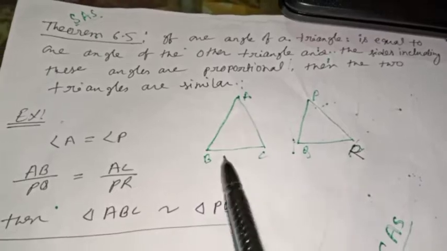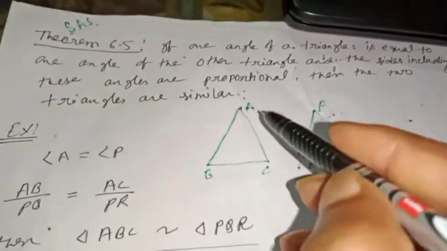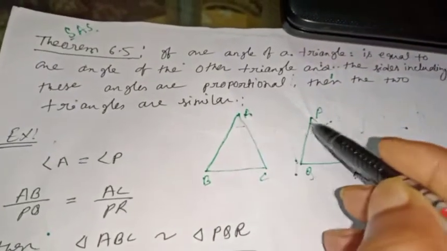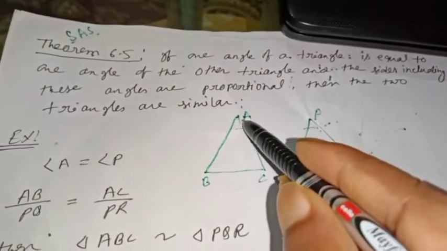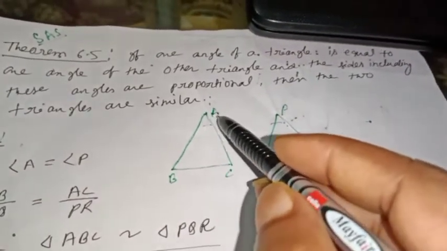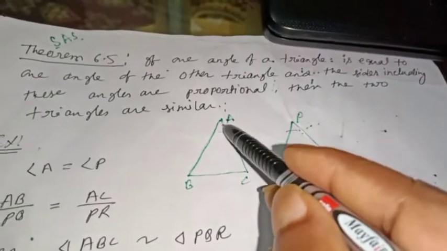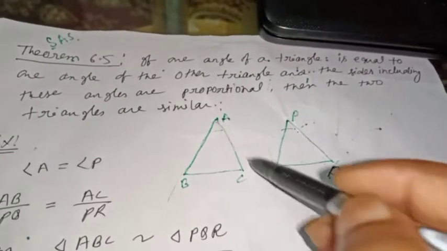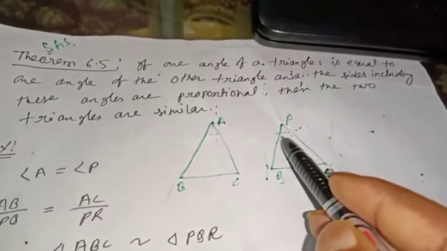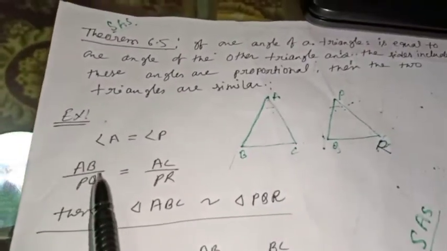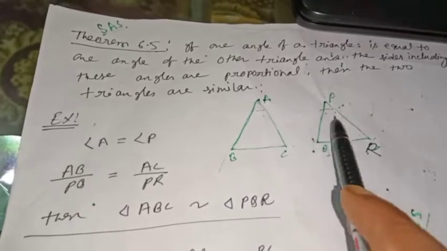Suppose you are having triangle ABC and triangle PQR, and you have angle A equal to angle P. Only angle A is equal to angle P, and the including sides. See, the sides including this angle are what? AB and AC, and here PQ and PR. If you are getting angle A equal to angle P, then you should also get what? AB by PQ is equal to AC by PR.